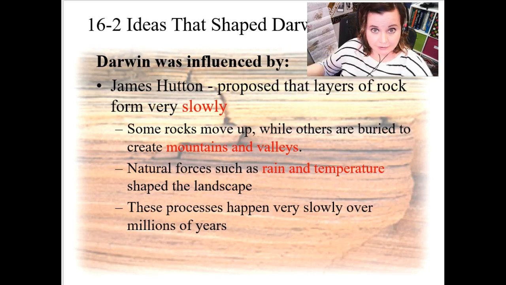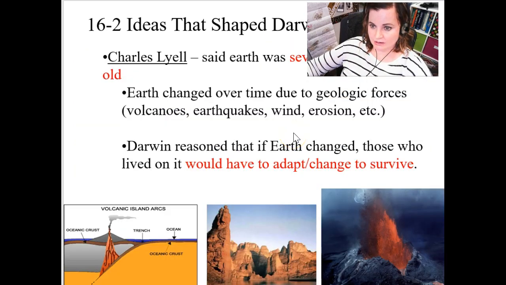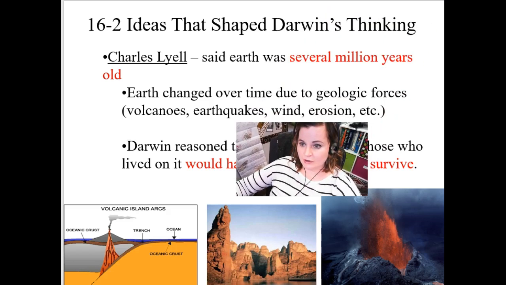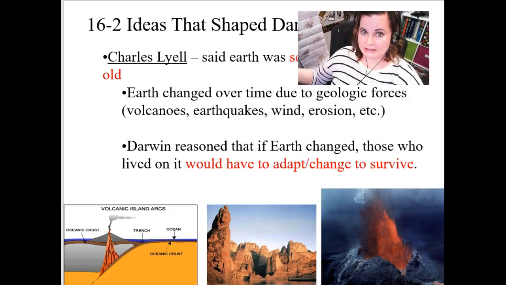So Darwin was influenced by James Hutton's ideas in geology. Charles Lyell, another scientist, also agreed that the Earth was several million years old as well. So this is another scientist that further cemented that thinking of an ancient Earth, an Earth where small changes accumulated over millions of years could make big visible changes in living things.